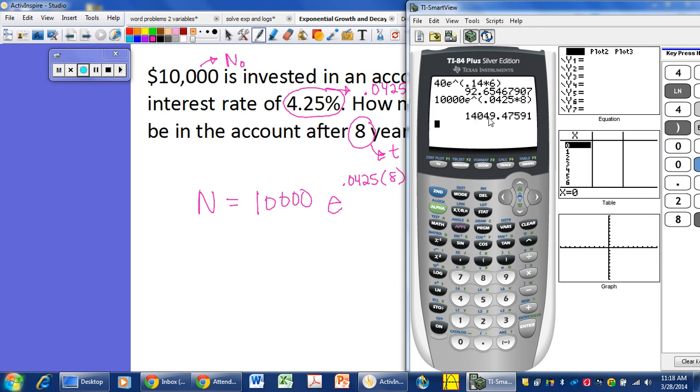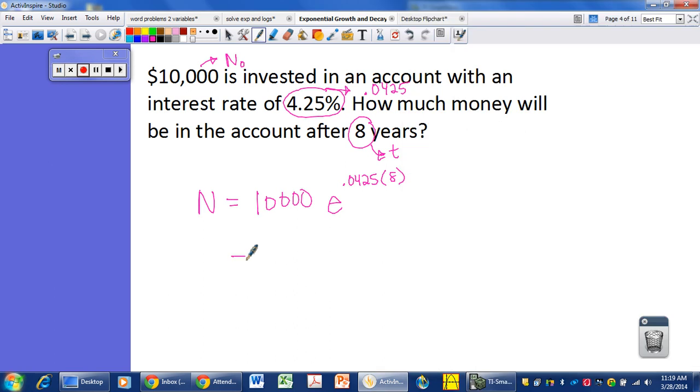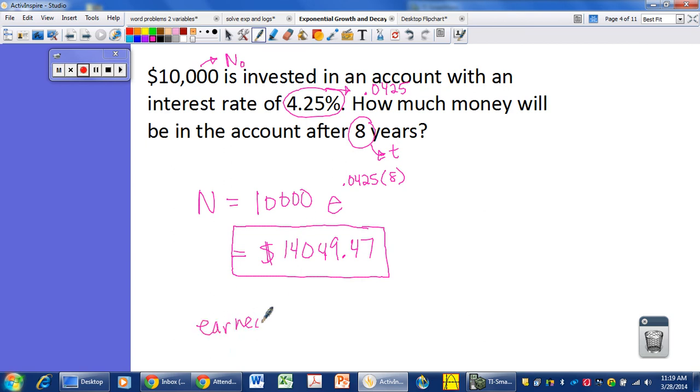$14,049.47. I don't know if the bank will give you that half percent and round up or not. Let's assume the bank is stingy and will not round that 47.5 to 48 cents. So that's how much money will be in the bank after 8 years. Okay? Which means we have earned, if this is the question, $4,049.47 in interest.